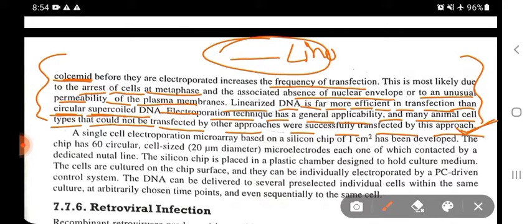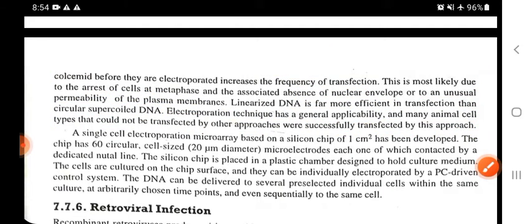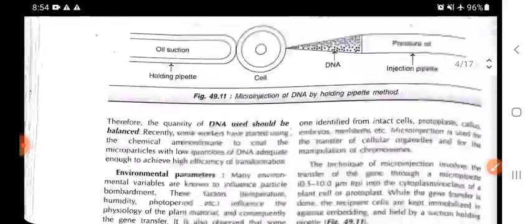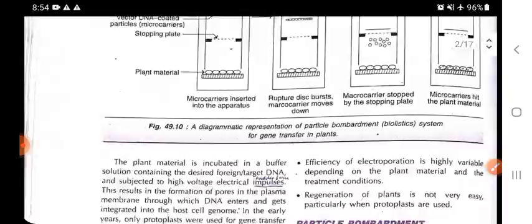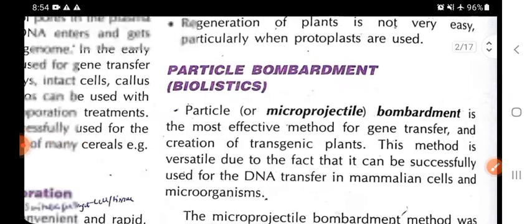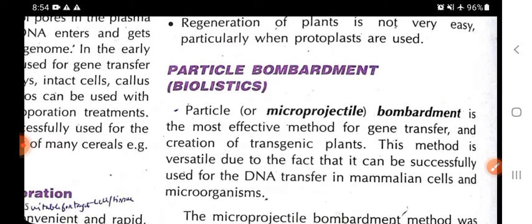So up to this much you will study. Not too much, this much is enough to get the marks. Okay, let us see the next method of gene transfer. The next method of gene transfer is the biolistic method. Okay, we will discuss this biolistic method now.